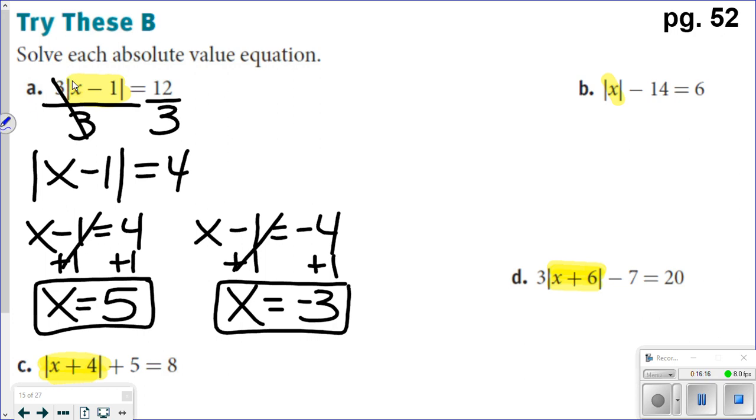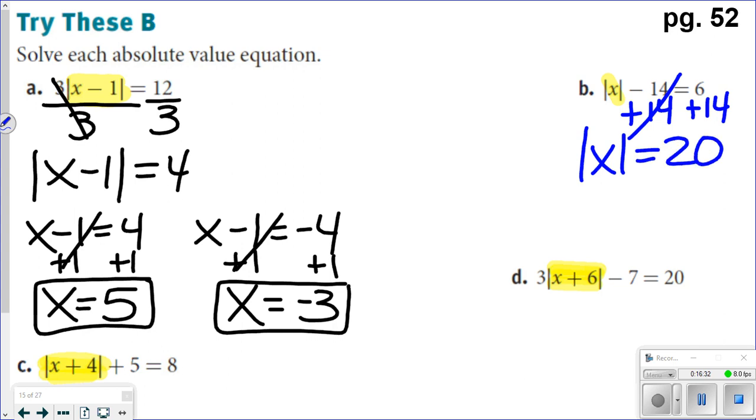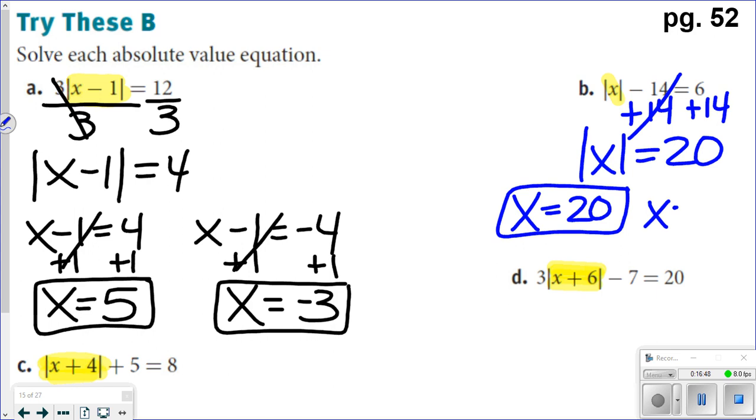Letter B, this one tricks students because they like to overthink it or overcomplicate it. We need the absolute value of x by itself, so let's add 14. Add 14. And I get the absolute value of x equals 20, and I can just look at this and know my 2 answers. Right? There's absolutely no solving to do here. What 2 numbers are 20 units away from 0? Or drop the bars. That's my first answer. Drop the bars and make it a negative. And we're done because x is already by itself.